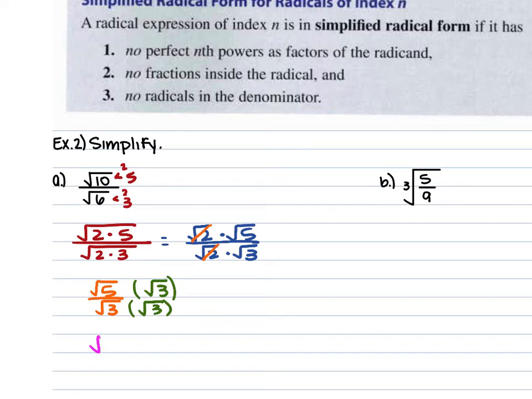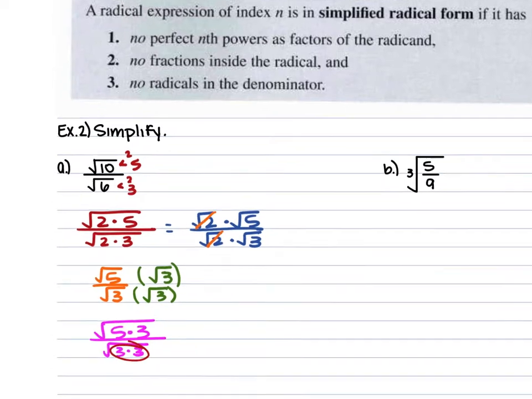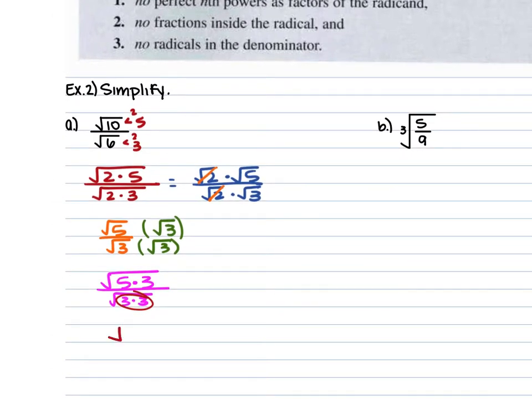So this is going to give us the square root of 5 times 3 over the square root of 3 times 3. Again, you need 2 of the same number to pull 1 out. So that's going to be the square root of 15 over 3.